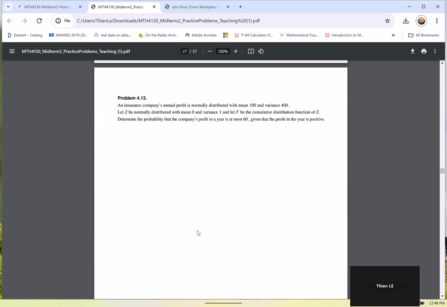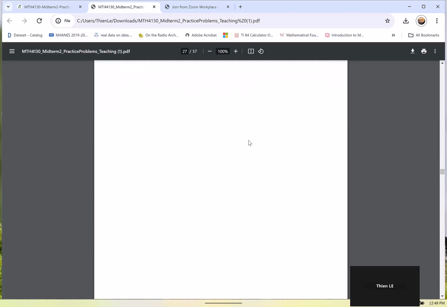An insurance company's annual profit is normally distributed with mean 100 and variance 400. Let Z be normal distributed 0, 1, and Φ be the cumulative distribution function of Z. Determine the probability that the company's profit in a year is at most 60, given that the profit in a year is positive.